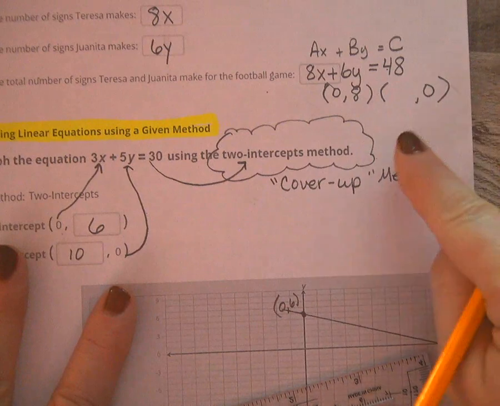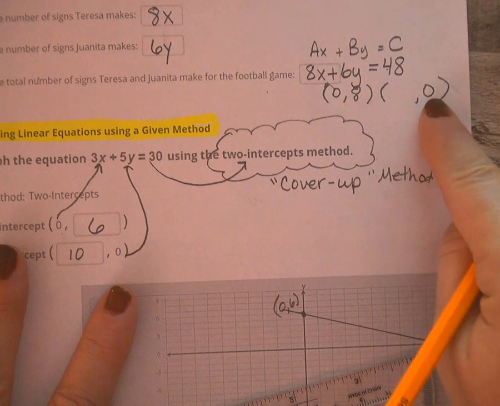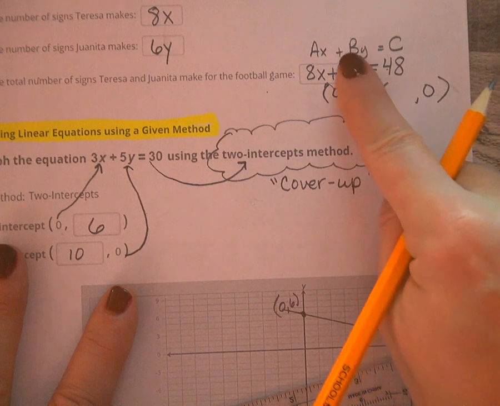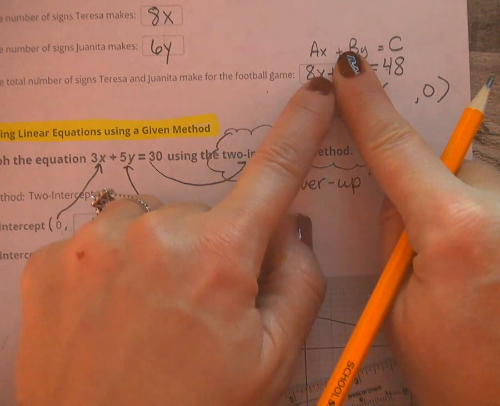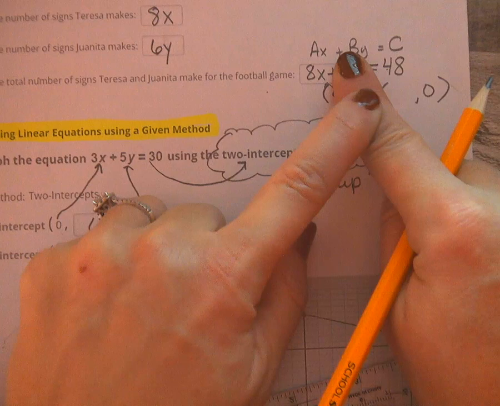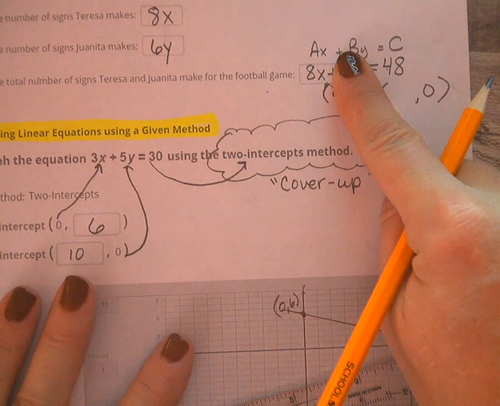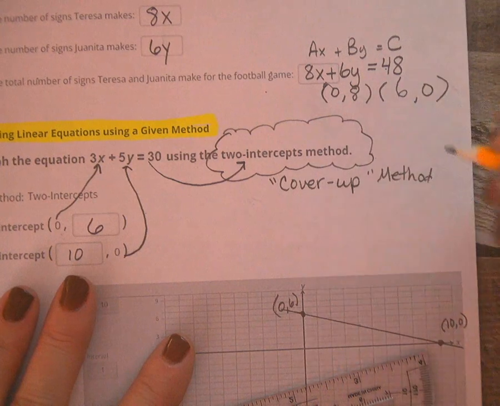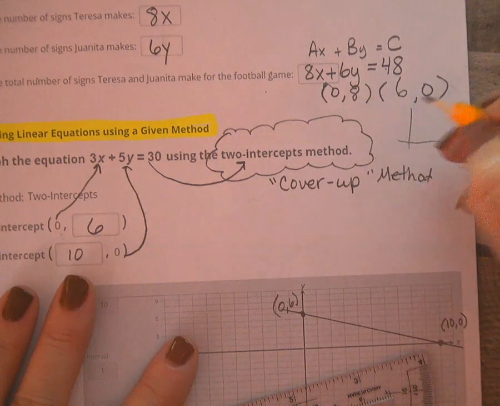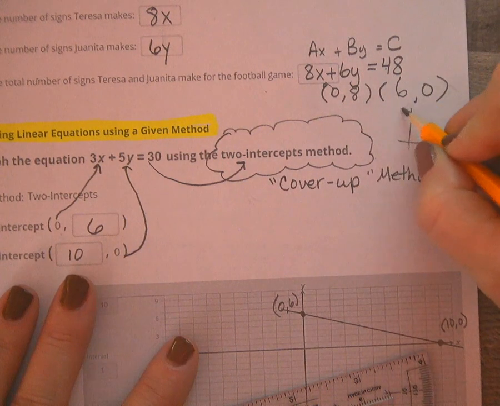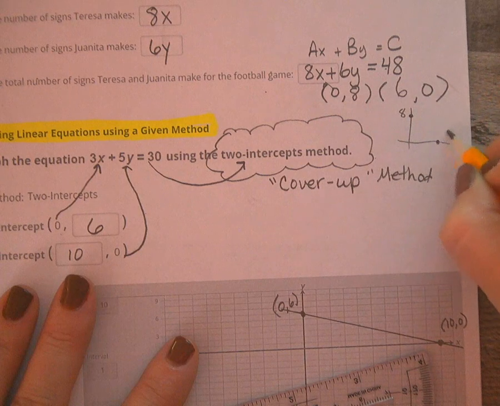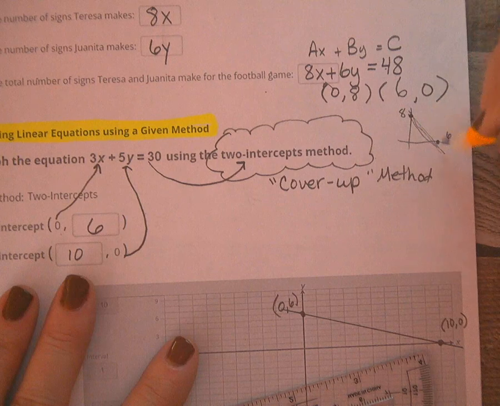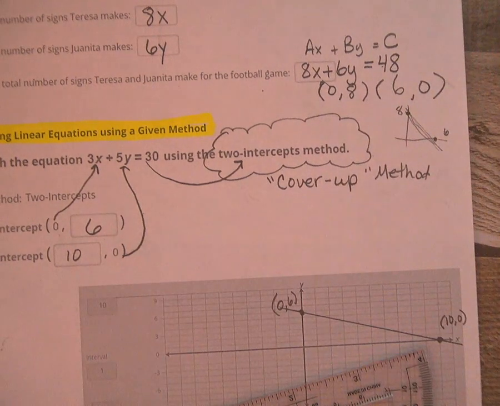To find the x-intercept, we have to put 0 in for the y. So 6 times 0, we cover that up. 8x equals 48. So what's x? 6. And we just found, if we were to graph this, we would go to 0, 8. We would go to 6, 0. And we would connect those. Okay?